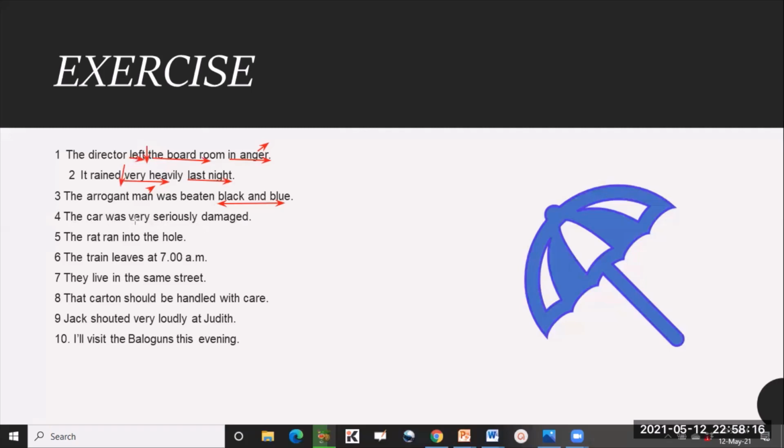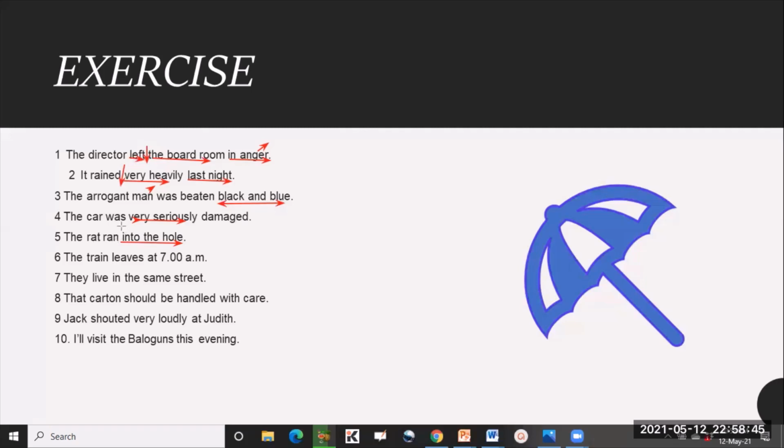Again, no prepositional phrase, but "very seriously" is an adverbial phrase that is telling us more about "damaged." The rat ran into the hole. Here we have a clear prepositional phrase, and it is "into the hole." Now, what is its function? It is functioning as an adverbial phrase, and it modifies the verb "ran."